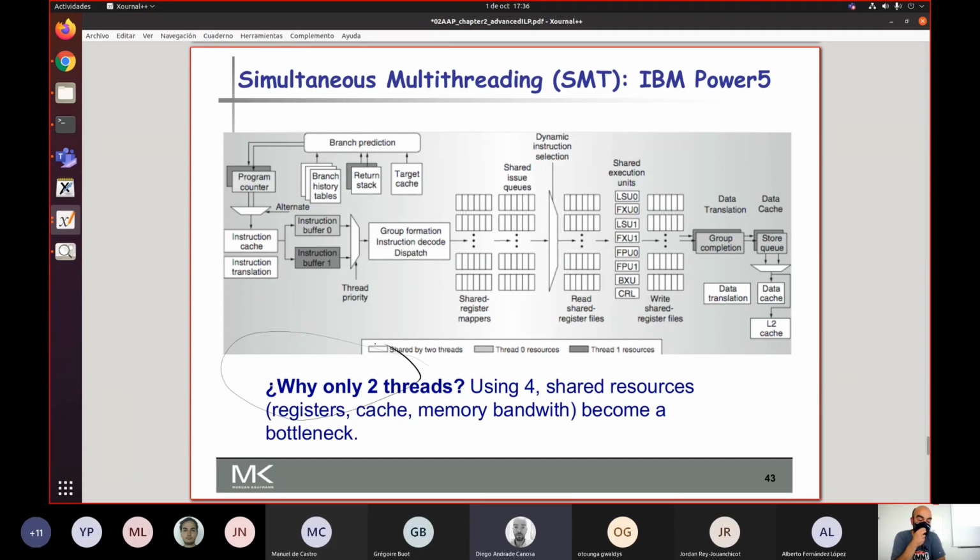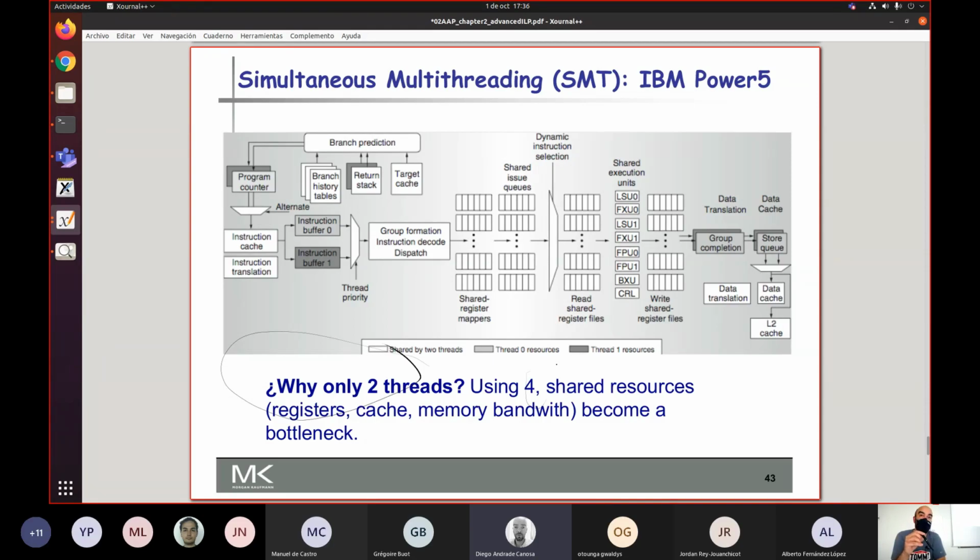Because this is going to give you more opportunities. And obviously this number, 2, 4, or whatever, is obtained by experimentation. They discovered that, for instance, in this specific architecture, if they allow 4 threads at the same time, some shared resources, like the registers, cache, memory bandwidth, could become a bottleneck, okay? So they just inferred it from experimentation.